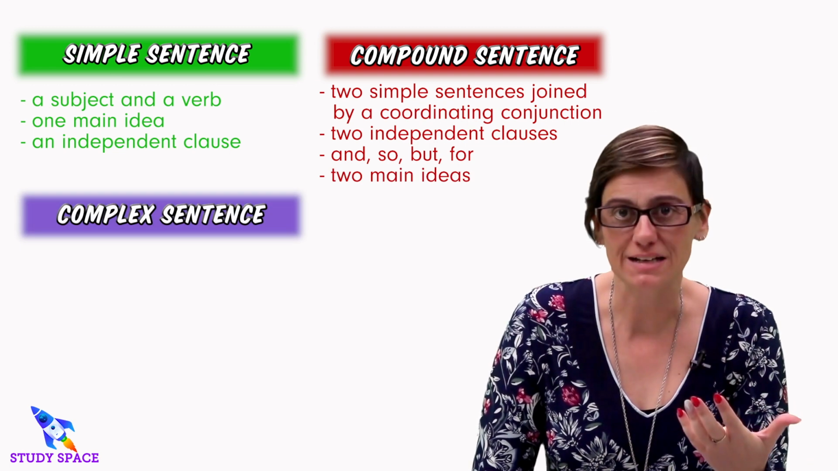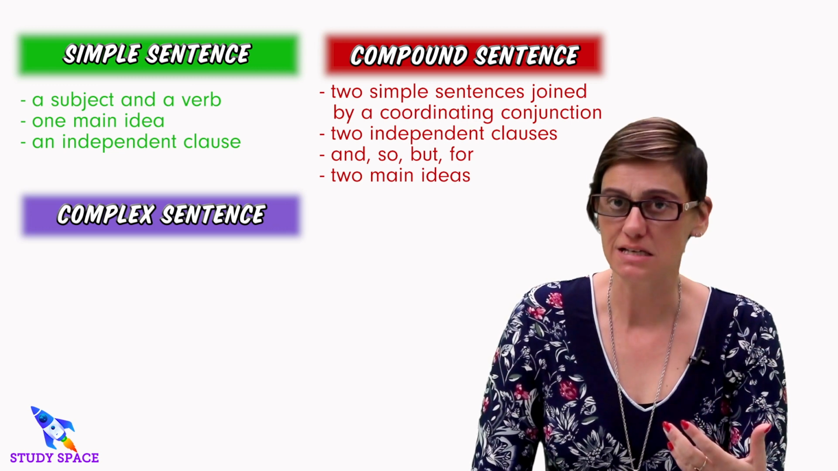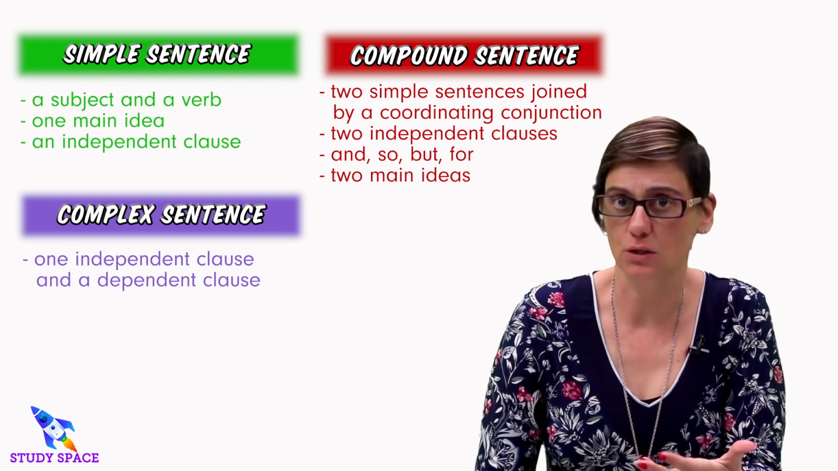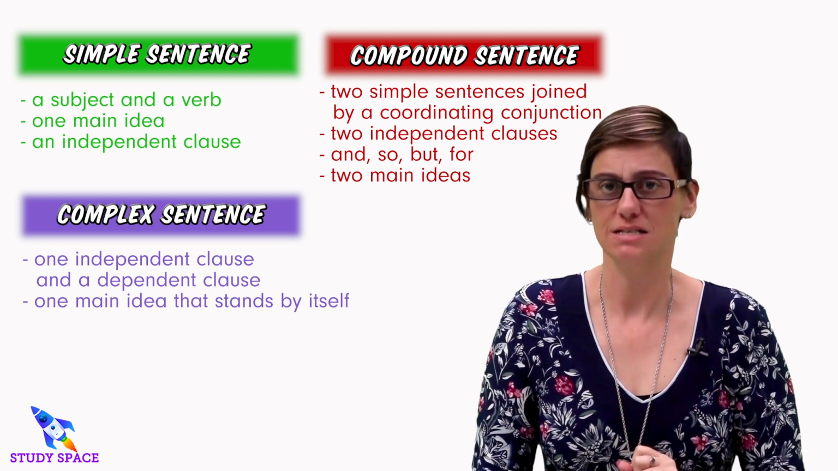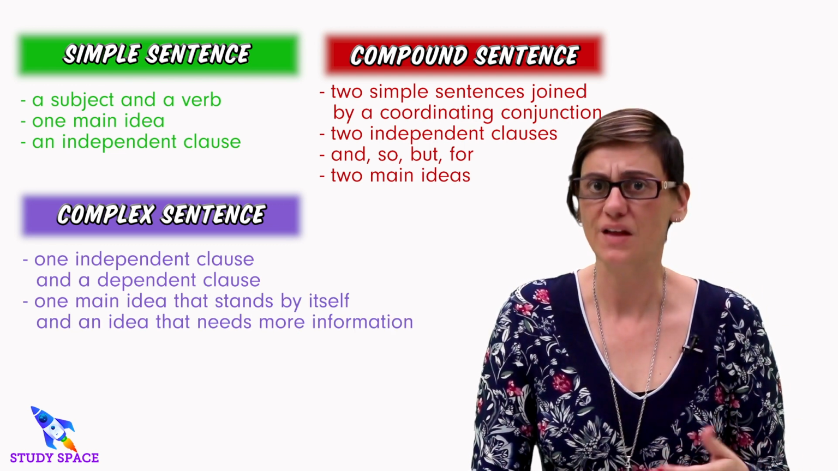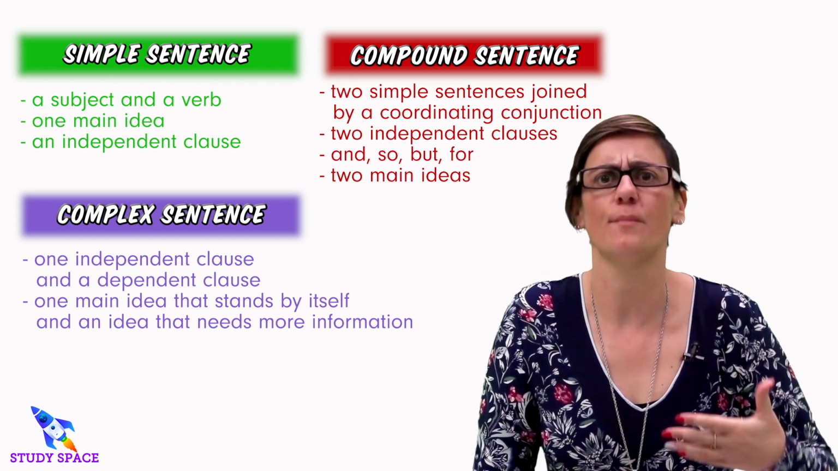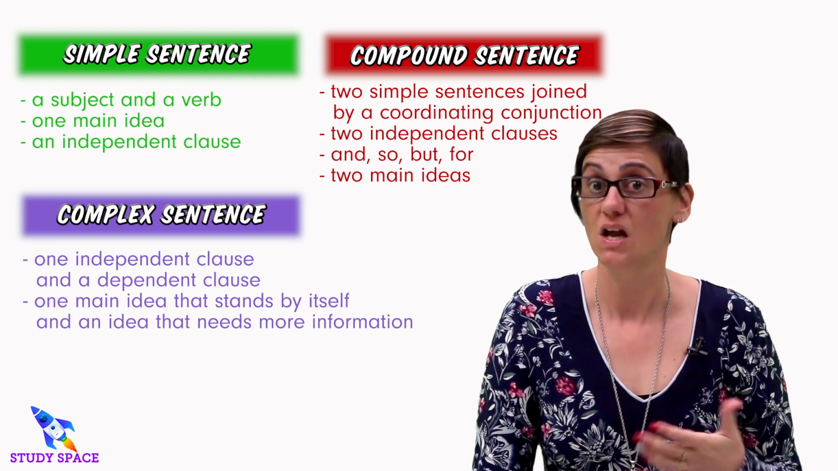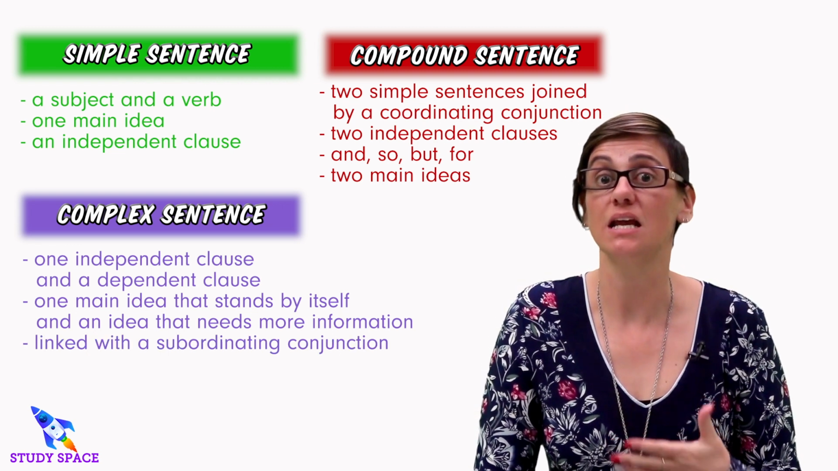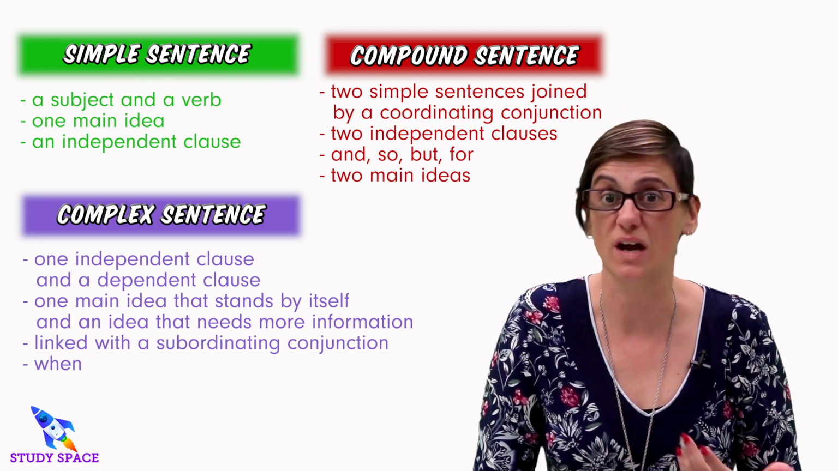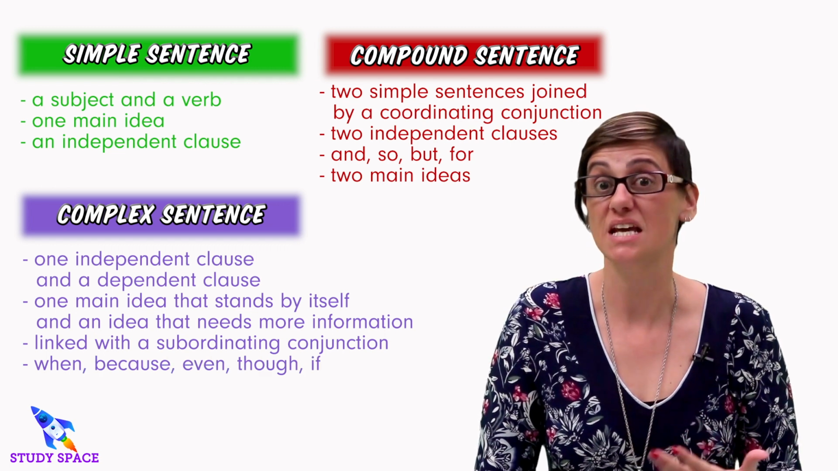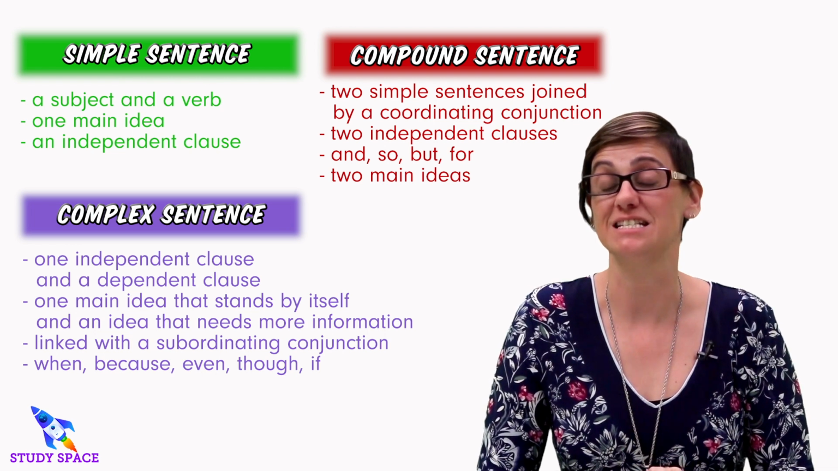Then we have a complex sentence. Now a complex sentence is one independent clause and a dependent clause. So one main idea that stands by itself and an idea that needs some more information to make sense. So it can't stand by itself. And these are linked with a subordinating conjunction, words such as when, because, even though, if. So there are three different types of sentences.